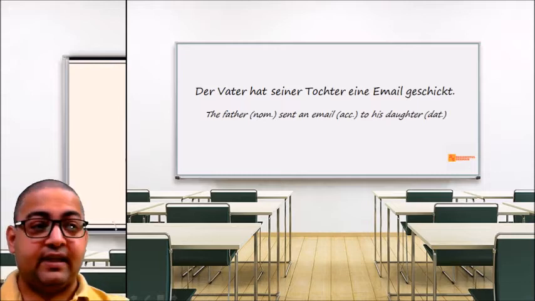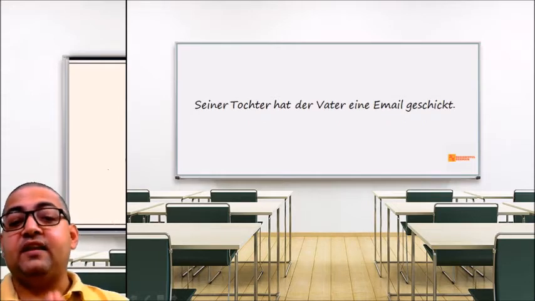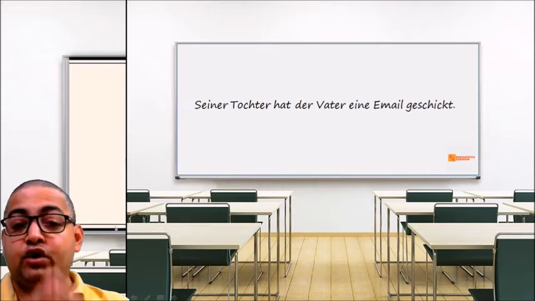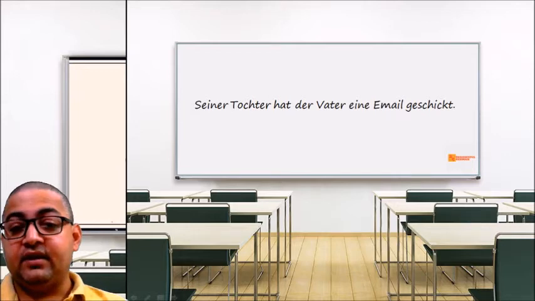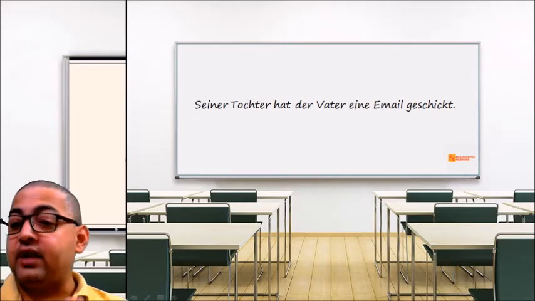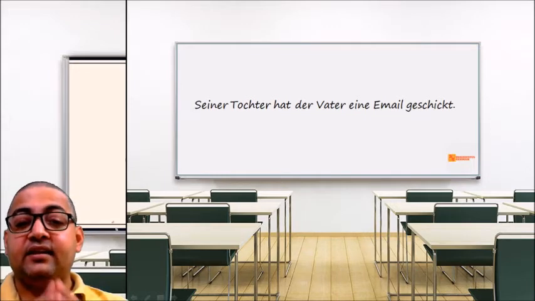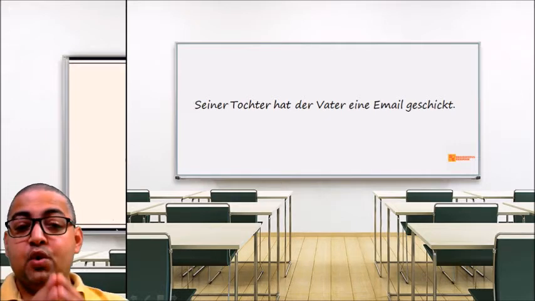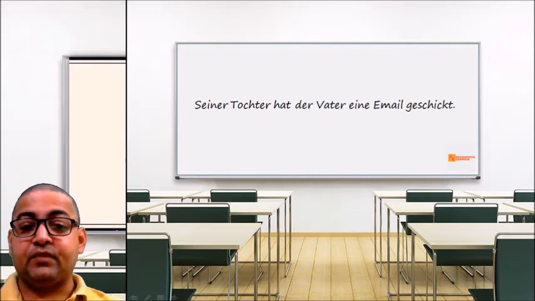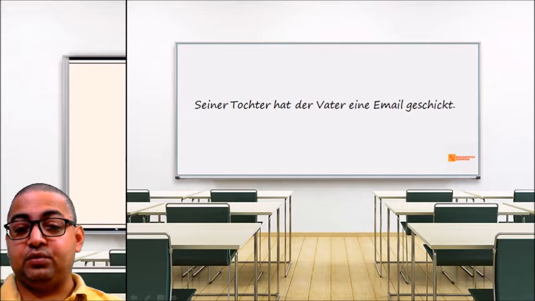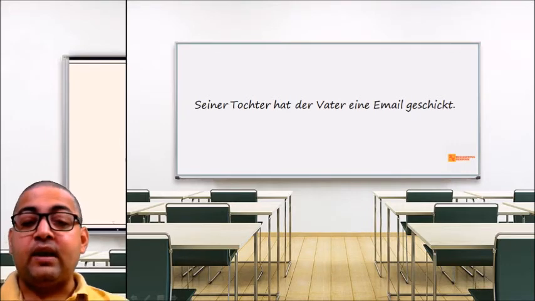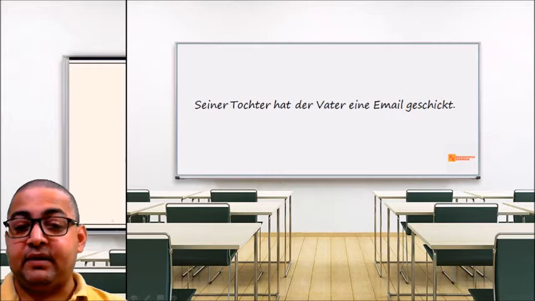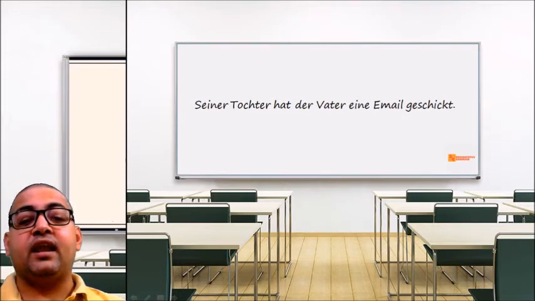But look at this variant: Seiner Tochter hat der Vater eine E-Mail geschickt. This sentence means the same as the former, although the connotation is different. That is, it was his daughter he sent an email to and not anyone else. The forms seiner and der clearly indicate who is doing the sending, the subject or the nominative, and who the email is being sent to, the indirect object or the dative. One advantage of case, as this simple example illustrates, is that it can give the speaker a greater choice of word order.